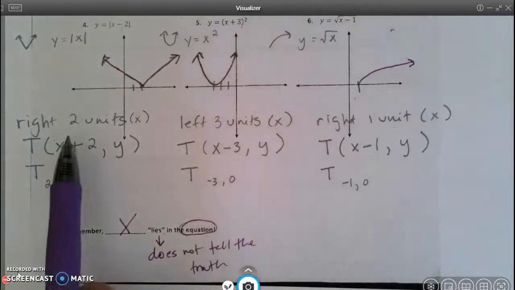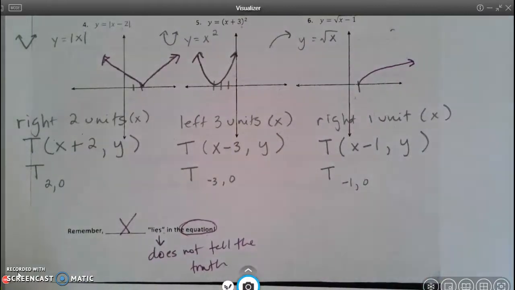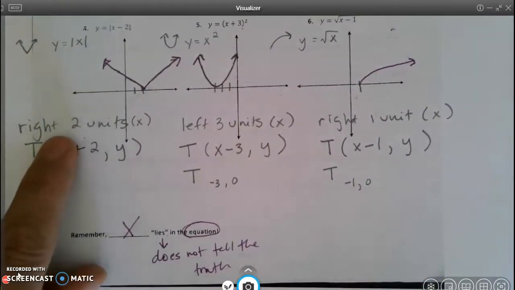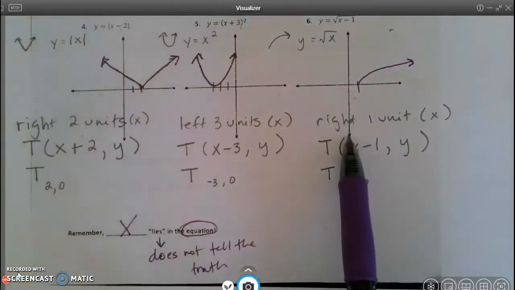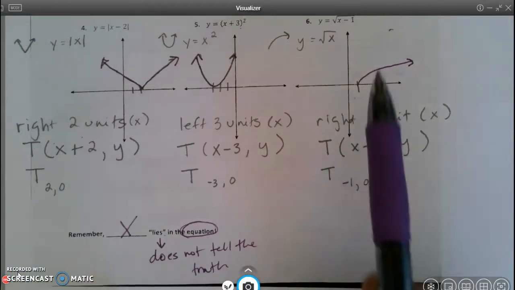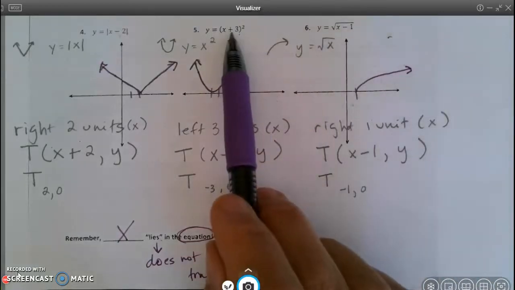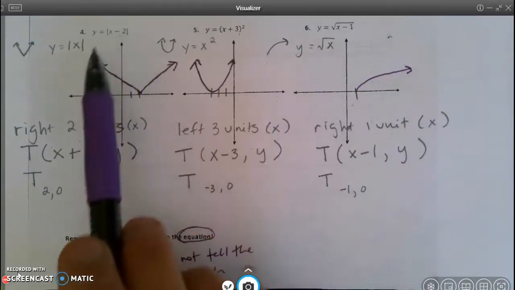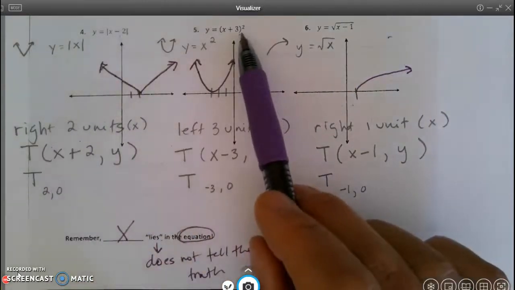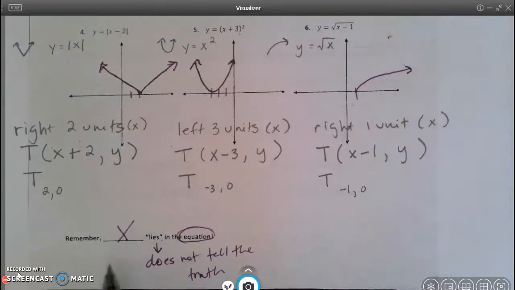Now, the rule, when we tell what is actually happening for the translation, we always tell the truth. The actual graph is moving to the right. The actual graph is moving to the left. The actual graph is moving to the right. But in the equation, x says the opposite. It says minus 1. Here it says plus 3. And here it says minus 2. So the equation lies. This says minus, but it moves to the right. This says plus, but it moves to the left. This says minus, but it moves to the right. So remember, x lies in the equation. It does not tell the truth.